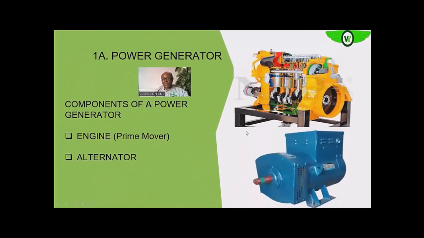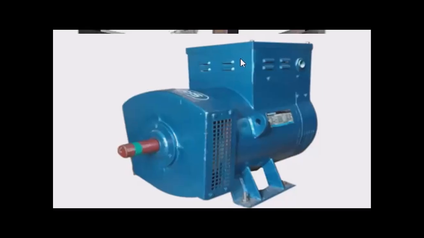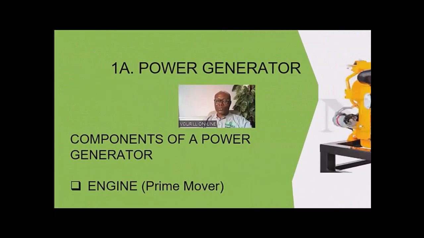Now, we also have the alternator. Like we said, the alternator is the part that converts the rotating mechanical energy produced at the crankshaft of the engine into electrical energy, because the crankshaft is coupled to the rotor of the alternator. The rotating mechanical energy is transferred into the rotor of the alternator, and then the alternator converts that rotating mechanical energy into electrical energy that is fed out of the alternator.